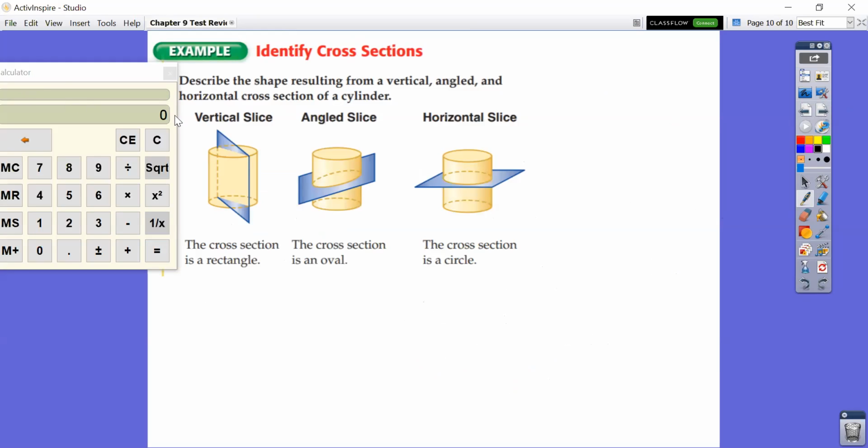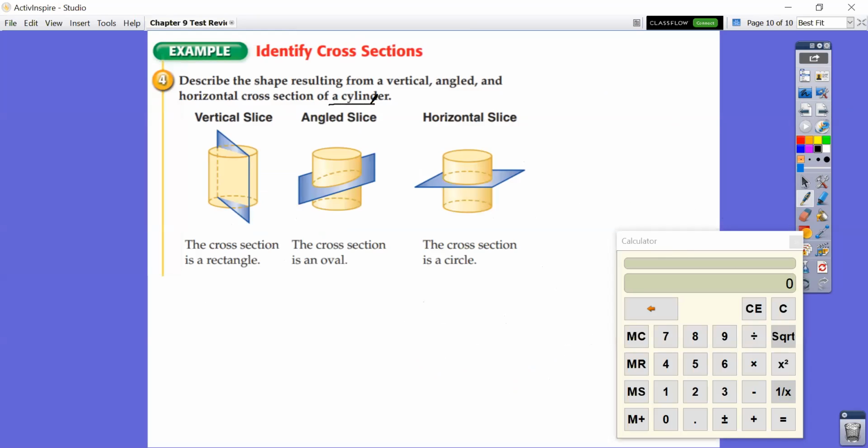Yes, I give you a cylinder, okay? And I imagine I'm going to slice it through the vertical slice, okay? Cut it through. What do I have? I have a rectangle. If my cylinder, I cut it through the angled way, the slanted way, okay? What do I have? An oval. The horizontal slice, I cut it through, horizontal slice. What do I have? A circle.